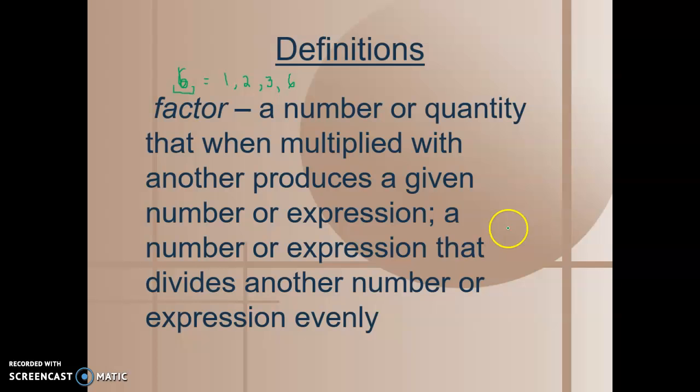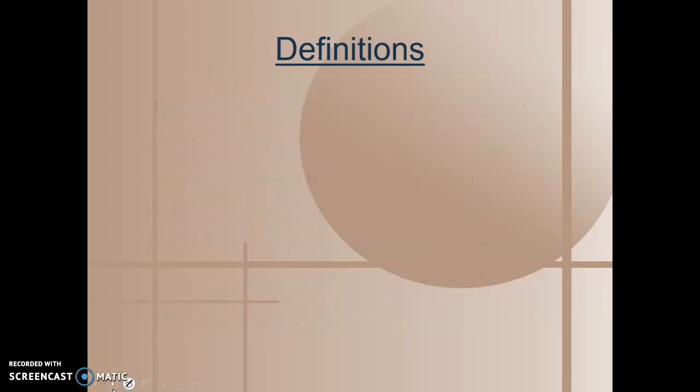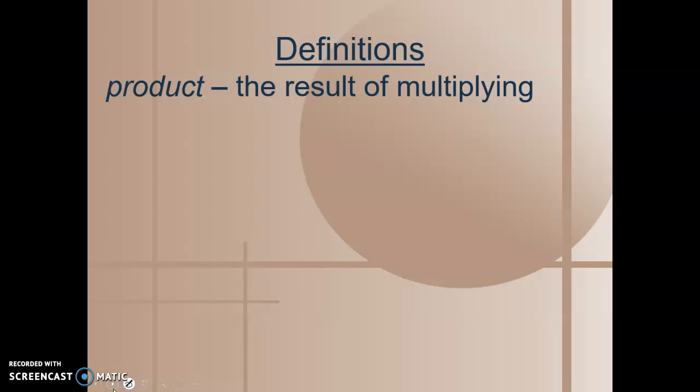If we're using the second definition, a number or expression that divides another number or expression equally, if we look back at those same numbers, you see that 6 can be divided by 1, 2, 3, and 6, all evenly with no remainder. So both of those definitions work, and they give us the definition of factors. Now we've done some prime factorization already this year, so this should not be the first time you've heard this. I just want to keep it fresh in your mind.